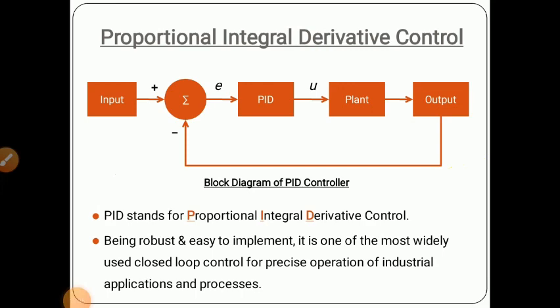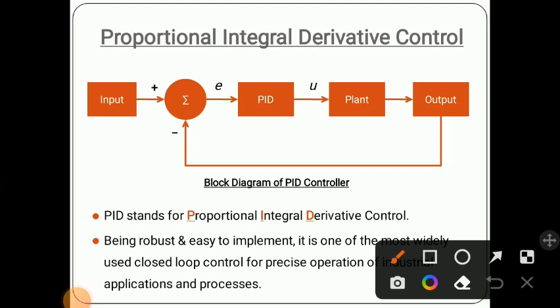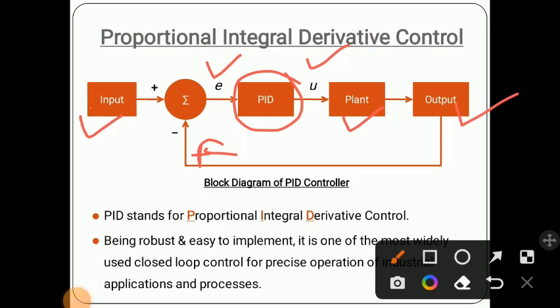Now this is an example of a controller. This is a very important controller, the proportional, integral and derivative controller. The same thing is written here. This is the PID controller. The input to this controller is error. Error is generated from this input and this feedback. The difference between this input and the feedback is nothing but error, and the output of the PID controller is the control signal. The control signal controls the plant, and we get the desired output. Like this, the proportional integral derivative controller works.